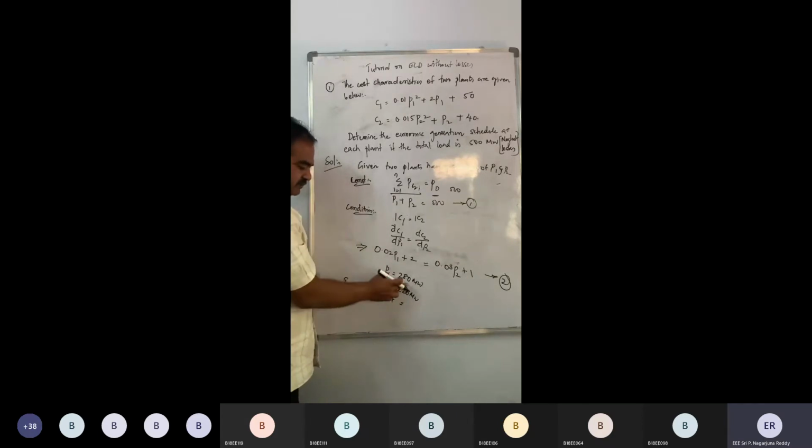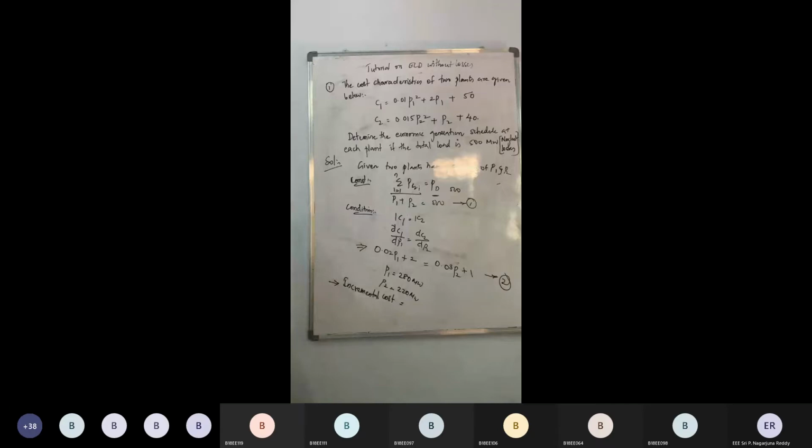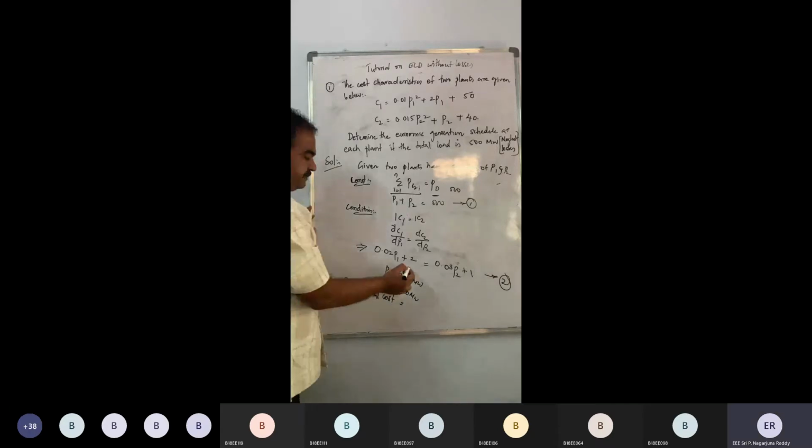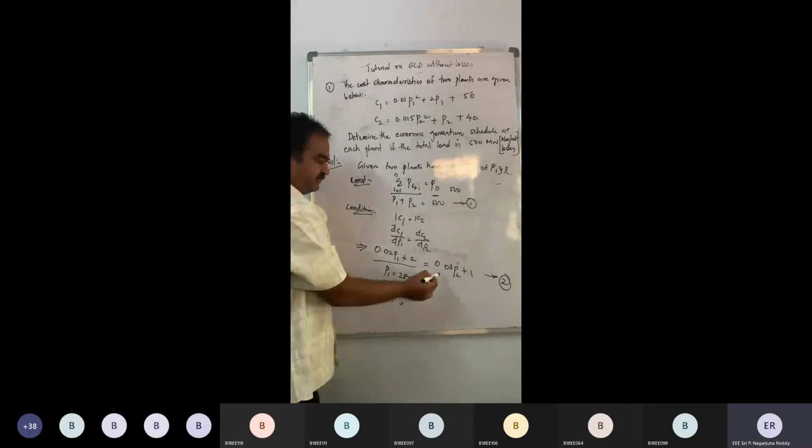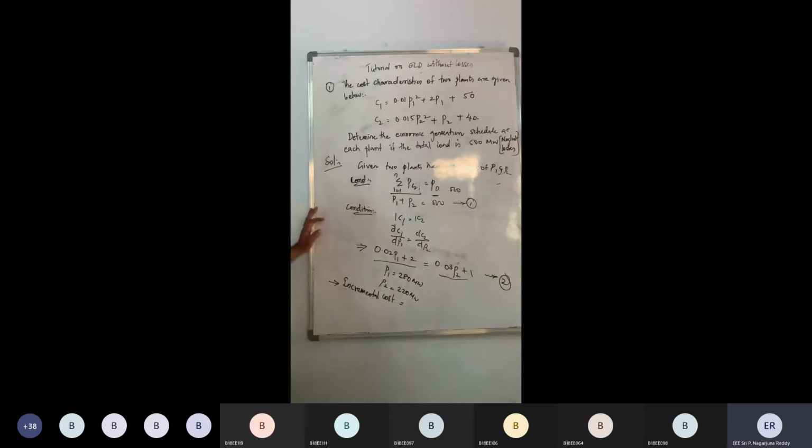So if I substitute it here, so what is the answer? What is incremental cost, guys? This is incremental cost, right? Either you go with the first plant or second plant, both you will get the same value. So substitute P1 and P2 here. What is the answer which you are getting? Anybody?